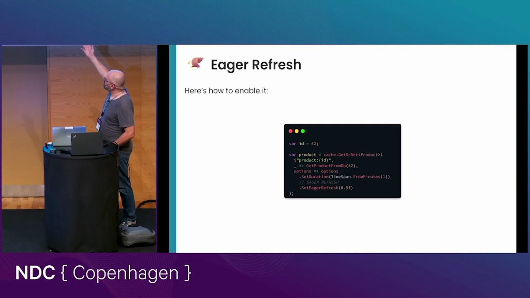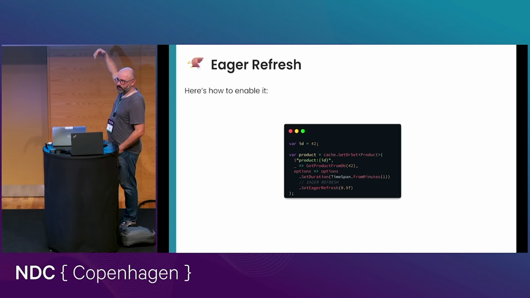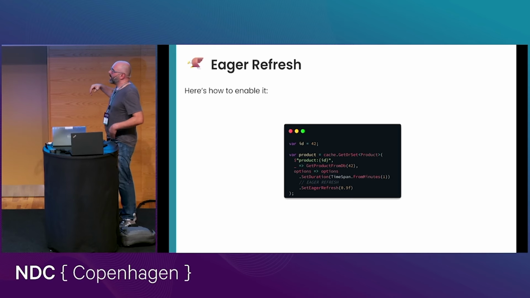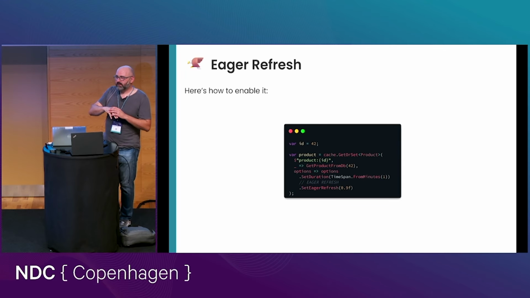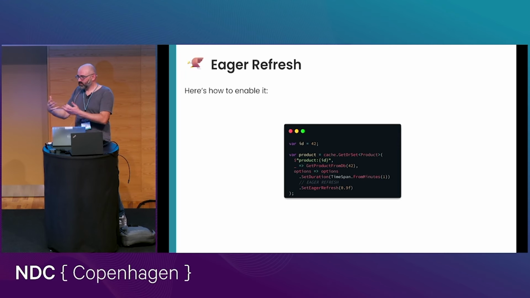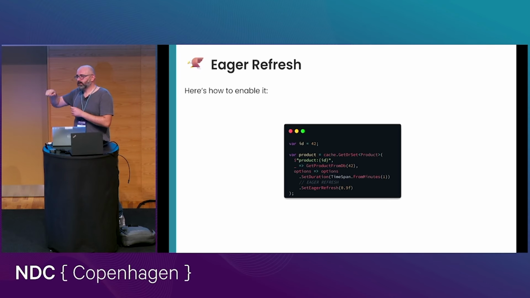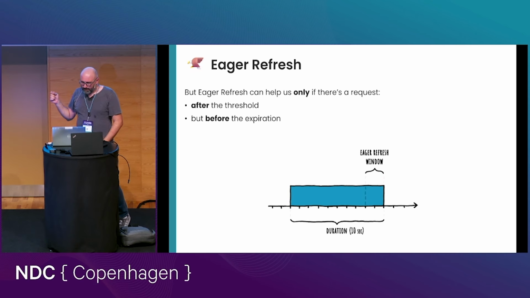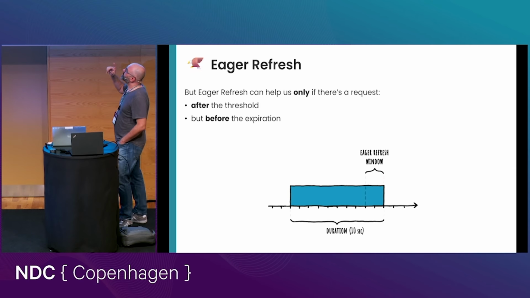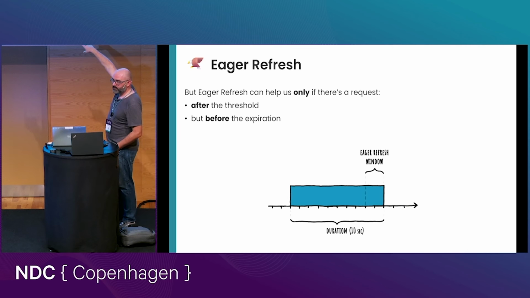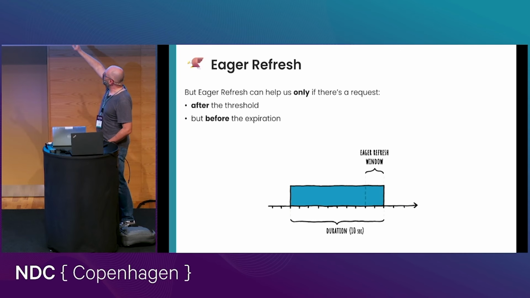Basically, to enable it, we can just do set eager refresh 0.9, which means in this case 90%, and we're done. This means that if something is requested, so if there is a need for a certain piece of data, it will be automatically refreshed a bit earlier so that you will not encounter the slowdowns of a refresh to the database. But eager refresh can help us only in that small window. It's called the eager refresh window, meaning only after whatever percent we decided and before it expires.